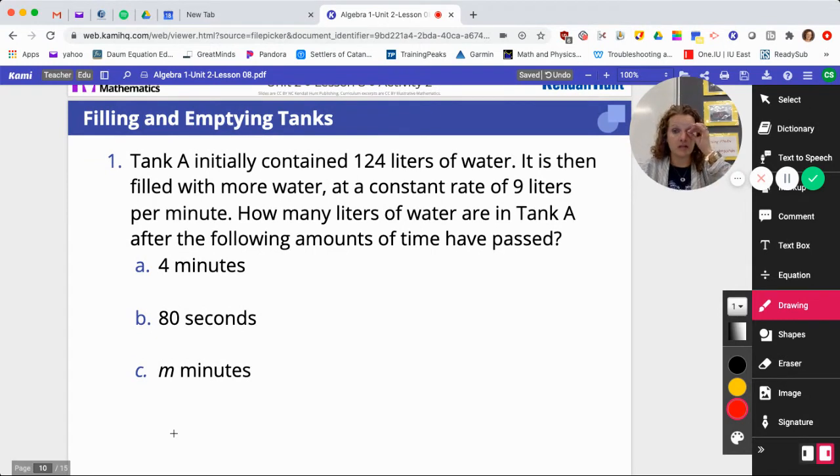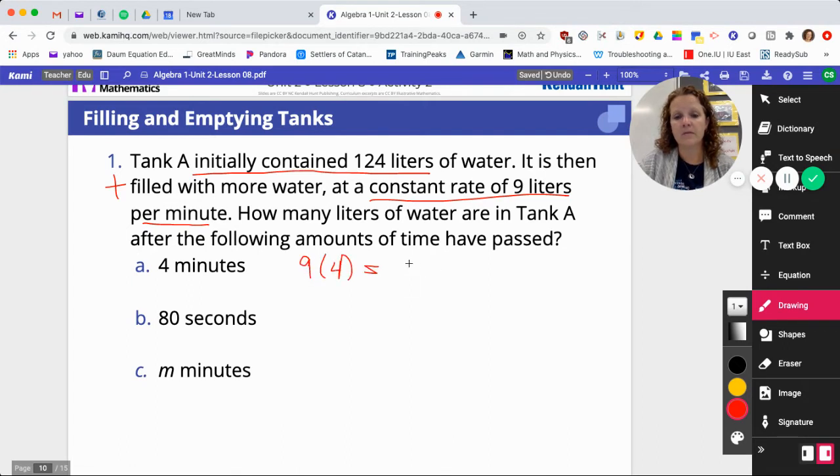Tank A initially contained 124 liters of water. It is then filled with more water at a constant rate of 9 liters per minute. So initially contained 124 liters, and then it's filled, which is a plus, at a constant rate of 9 liters per minute. How many liters of water are in tank A after the following amounts of time have passed? So if we've got 9 liters per minute and I have 4 minutes, that's going to be 36 liters, and add that to the original. 160 liters.